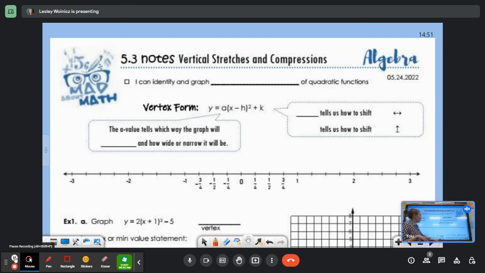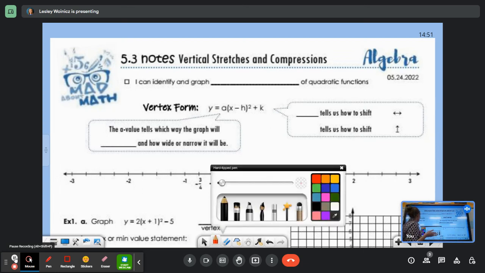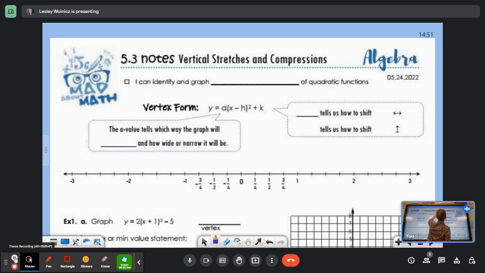So today we are not only going to do stretching and compressing, we are going to do all of our transformations together. So the ones that we are adding are the stretches and compressions. Okay, so guys, it's our A, H, and K that tell us all of the transformations.